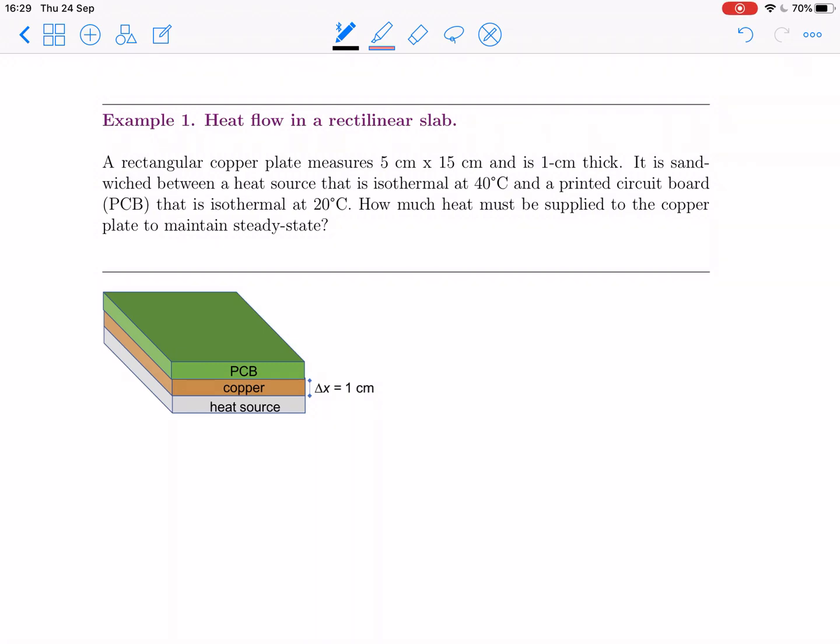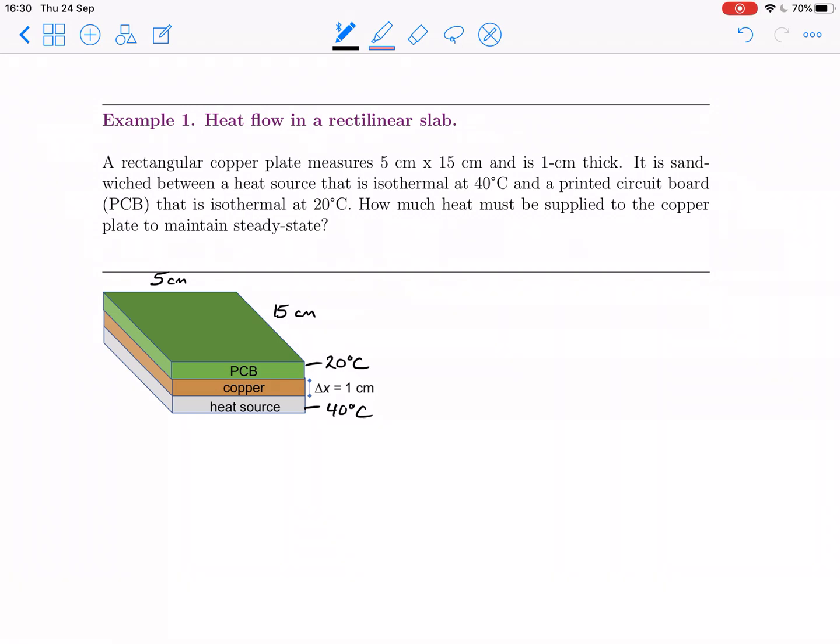Let's tackle example 1, heat flow in a rectilinear slab. We have here a copper plate that's a centimeter thick, and it has dimensions 5 centimeters by 15 centimeters. The bottom surface of the copper plate is in contact with an isothermal heat source that's at 40 centigrade, and the top surface of the copper plate is in contact with a printed circuit board that's isothermal at 20 degrees centigrade.